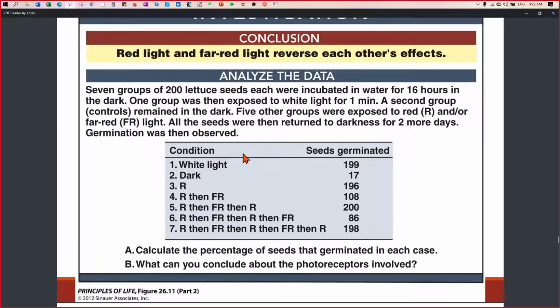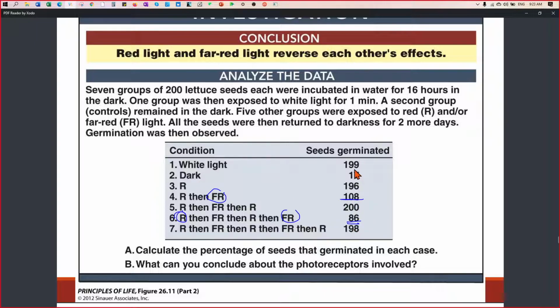Yeah. So don't worry too much about this. This is just the details of the experiment. What happened actually? If you give the white light, you get this much germination. If you give this treatment, red, then far red, then red, you get the most germination. But the least with a light combination of red, and then you end it with far red. The moment you end it with far red, you're going to get very few germination.